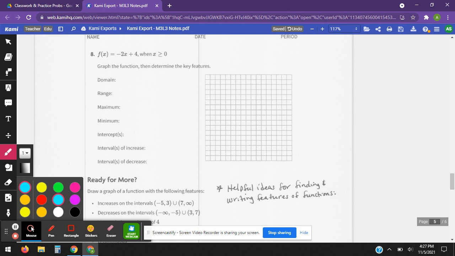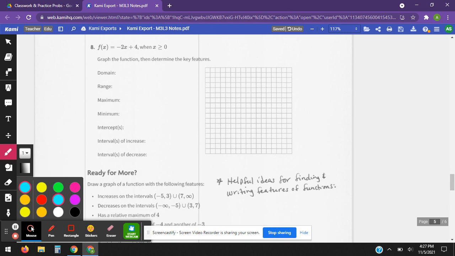All right, 8. So graph the function, then determine the key features. So I'm going to go ahead and do my little table over here. X is greater than or equal to 0. So I'm only going to use zeros, 1, 2, and let's just go to 3. All right, so if I put in a 0 for this, I get an answer of 4. Negative 2 times 1 is negative 2, plus 4 is 2. And I notice my slope is a negative 2, so I'm going down 2 each time. So that's a 0 and a negative 2. And if I go one more, it'd be negative 4.